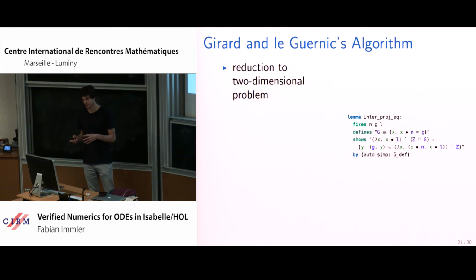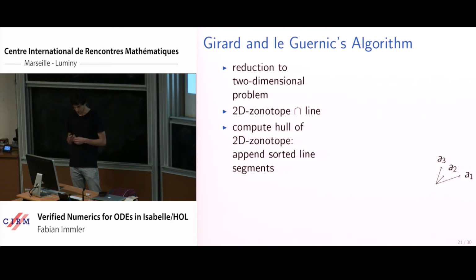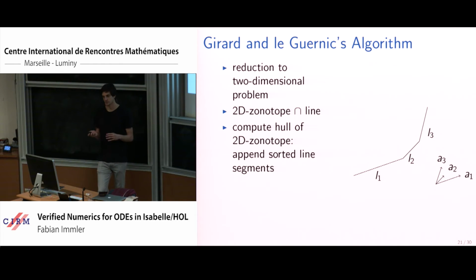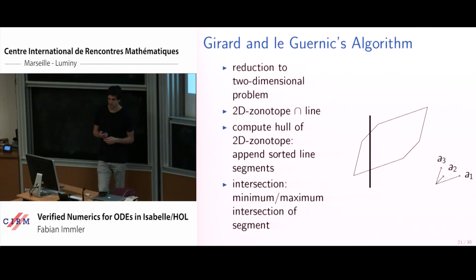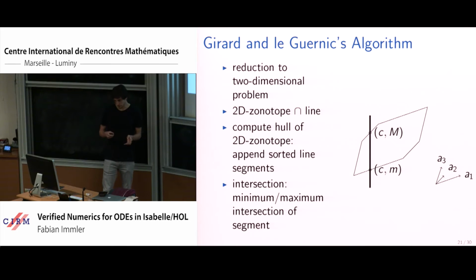So here we see this part can be done very easily in a proof assistant, whereas the geometric intuition is much harder to grasp for a proof assistant. So how does the algorithm actually work? We want to compute the hull of a two-dimensional zonotope, and this can be done by taking the line segments, which are given by the generators, and appending them sorted according to their orientation. And then if we want to intersect this zonotope with that line, we just need to take the minimum and maximum point where the line intersects the segments.